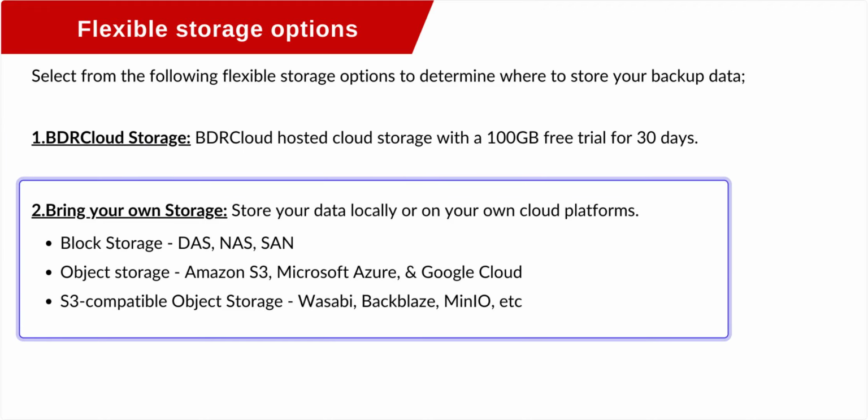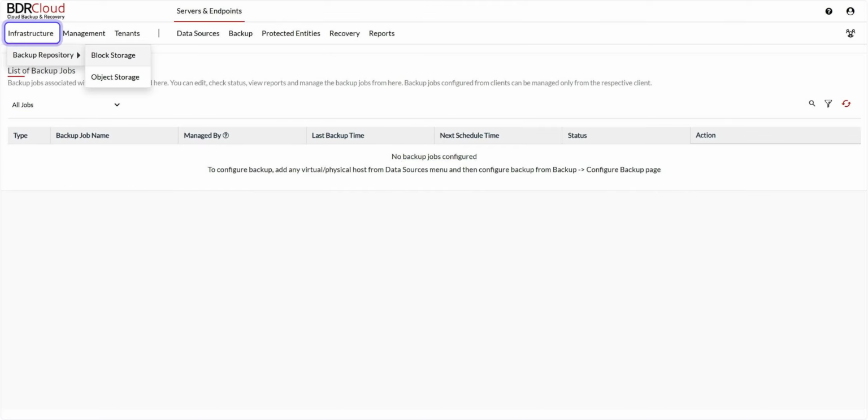Or opt for the Bring Your Own Storage option. This allows you to store data locally on devices or utilize multiple cloud platforms. Additionally, BDR Cloud supports various S3-compatible object storage options as well, offering flexible and scalable storage capabilities. In the BDR Cloud console, you can navigate to the Infrastructure tab to set up a backup repository. Note that this step is required only when you choose Bring Your Own Storage as an option. Please check the description box for a step-by-step video for creating a backup repository.